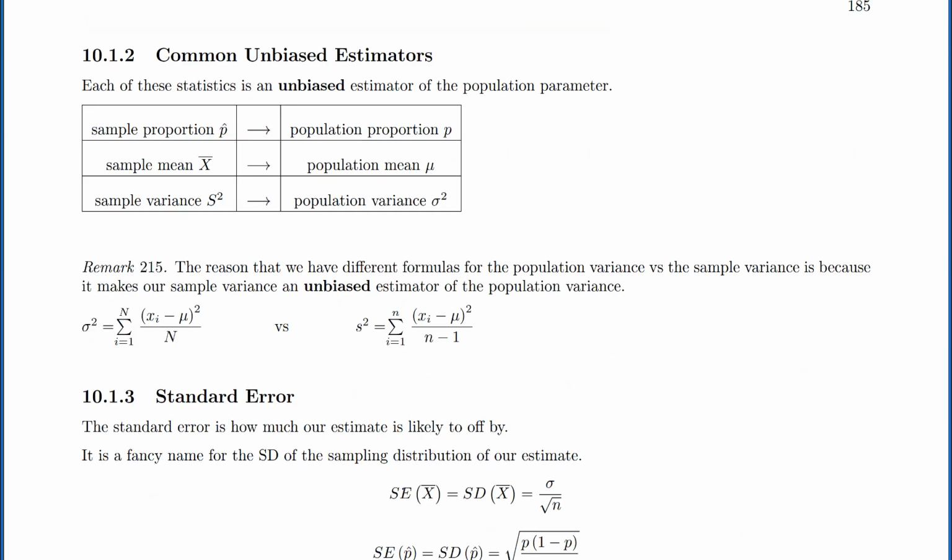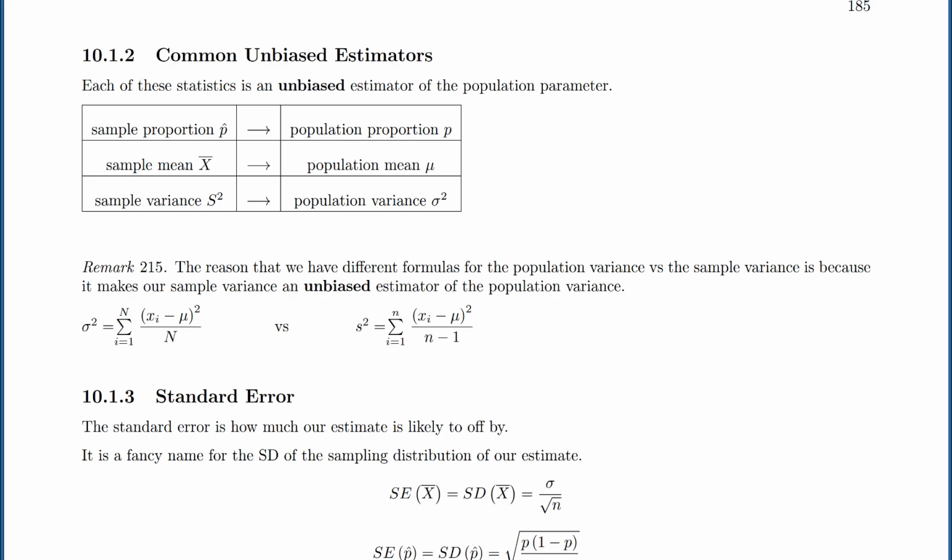So here are some common unbiased estimators. Each of these statistics is an unbiased estimator of the population parameter. So our sample proportion p hat estimates our population proportion p. Sample mean x bar estimates our population mean mu. And our sample variance s squared estimates our population variance sigma squared.